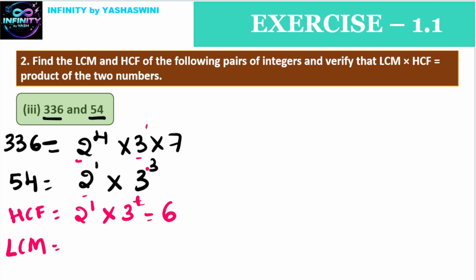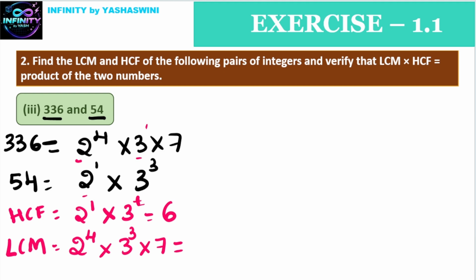2, 3, 7 are the three different factors. Now 2, which is the highest power? 4. And in 3, which is the highest power? 3. And in 7 only one 7 is there. Now multiply 2 to the power 4 into 3 to the power 3 into 7.